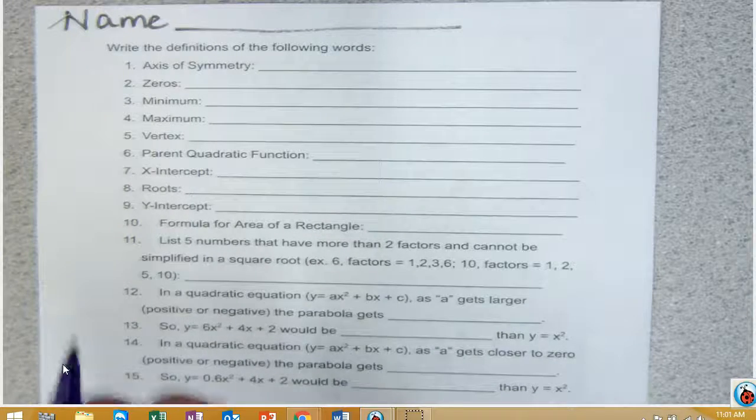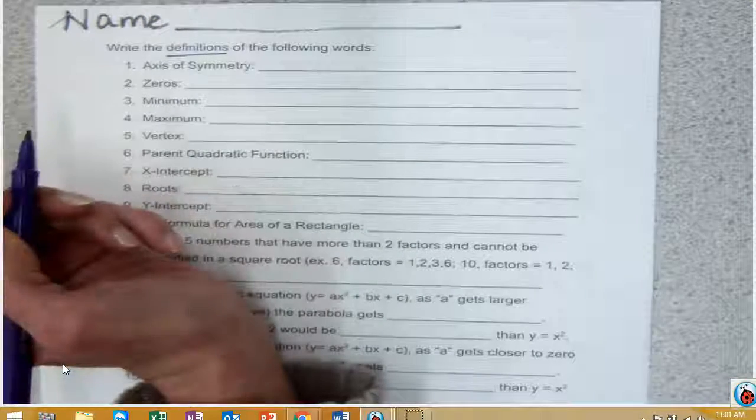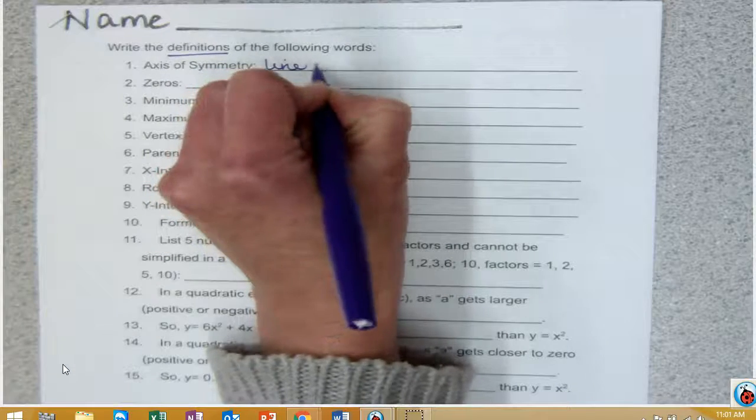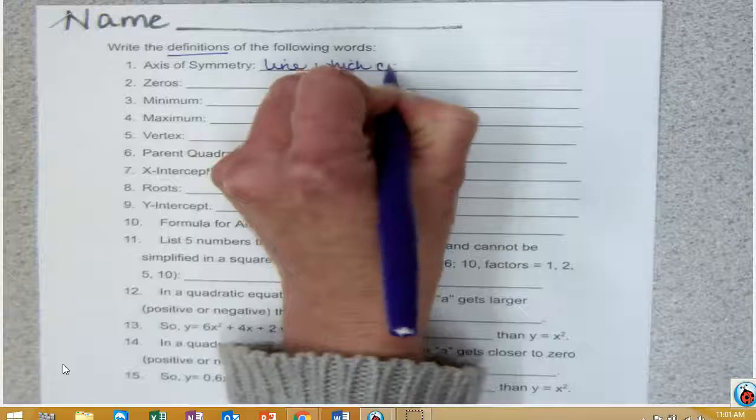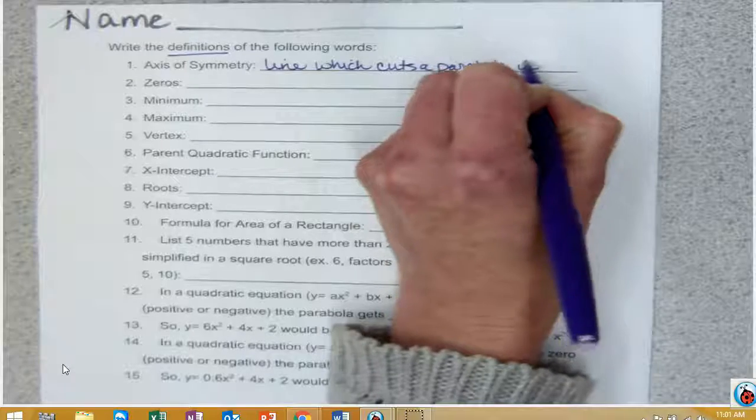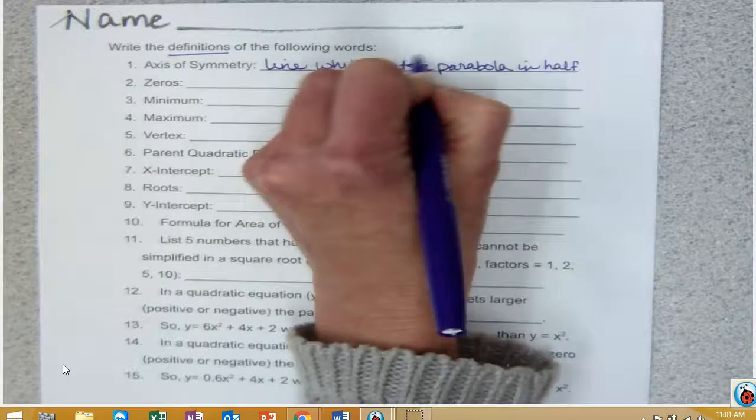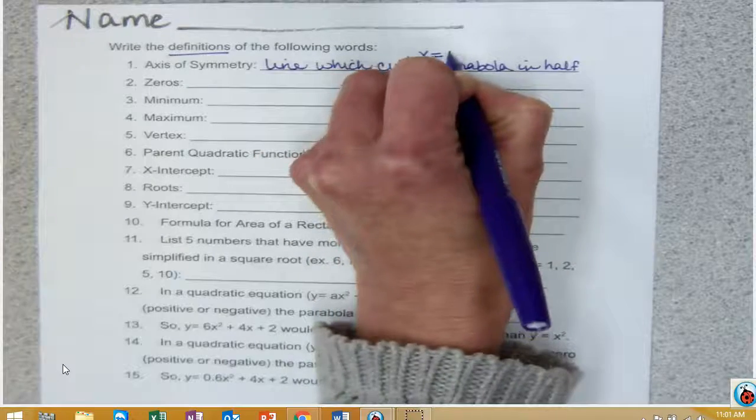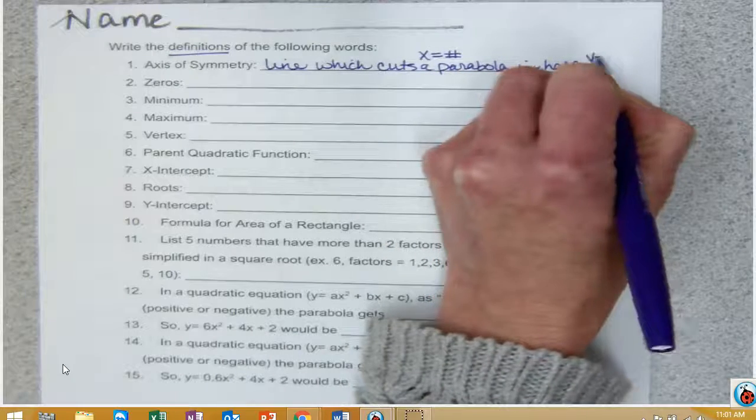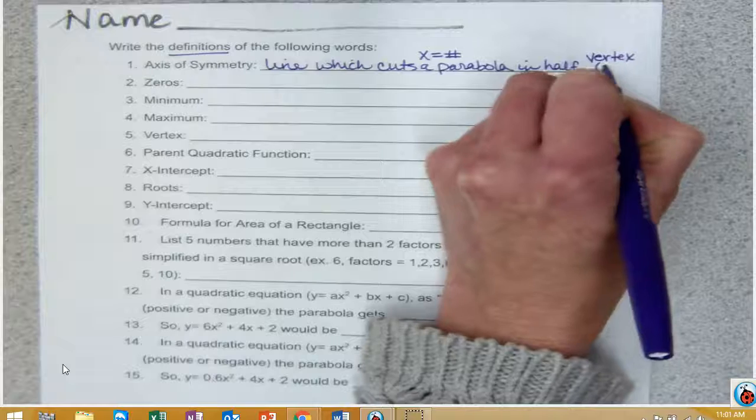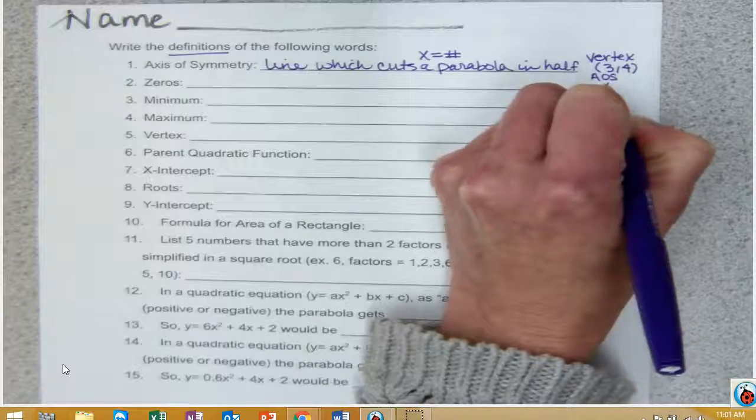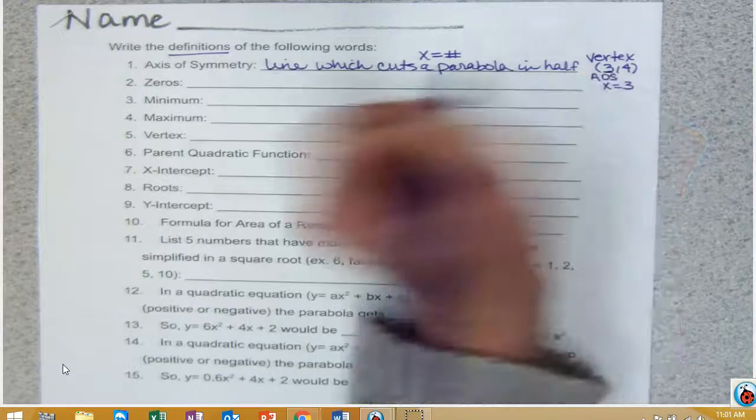Here we go. Axis of symmetry. Here are some definitions that you guys need to make sure you understand. This is the line which cuts a parabola in half. And it's that x equals a number, right? And the number is actually in the vertex. So if the vertex is, say for example, 3, 4, your axis of symmetry is going to be x equals 3, your x value. Okay?